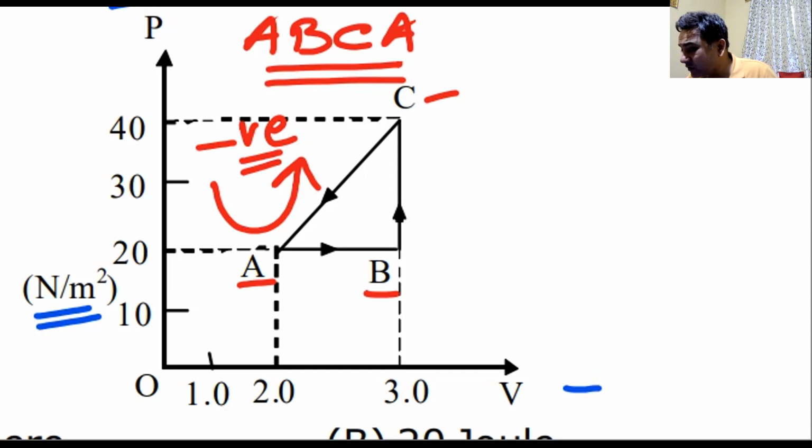Remember, for a clockwise cycle, the work done is positive. For an anti-clockwise cycle, it is negative. That is one part of the question. The other part of the question is, how much is the work done? What is the answer for this?